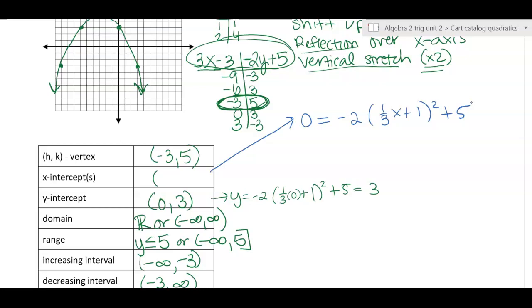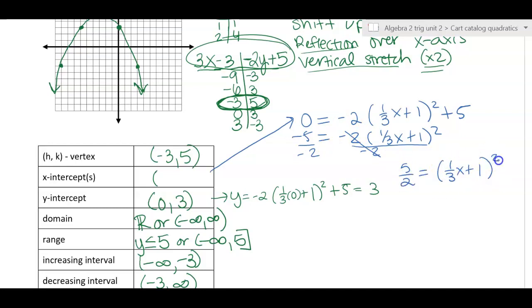So there were problems kind of similar to this on your last weekly review, just easier. It didn't have like the 2 and the 5 here. What would I do to start solving this equation? Okay, I'm with you. I'm going to subtract 5. So I'm going to get -5 equals -2 times (1/3 x plus 1) squared. And if I take that route, what would be the next move that I'd want to make? Divide by 2. So I have 5 over 2 equals (1/3 x plus 1) squared.